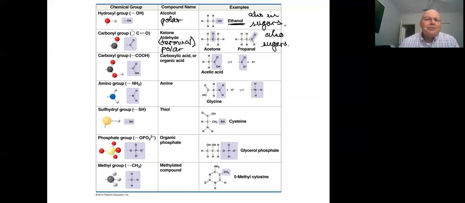Okay, so that's the carbonyl group. The next one is the carboxyl group. This one is acidic because, as you can see from this diagram, when you dissolve something like acetic acid that has this carboxyl group, the hydrogen that's attached to the oxygen in the hydroxyl group can come free because of the pulling force of all of these oxygens. And this is the acidic hydrogen.